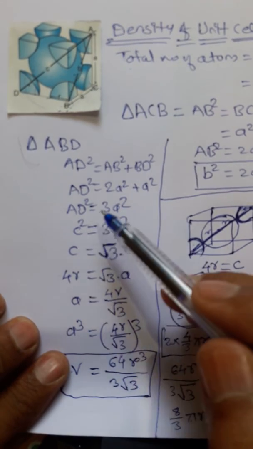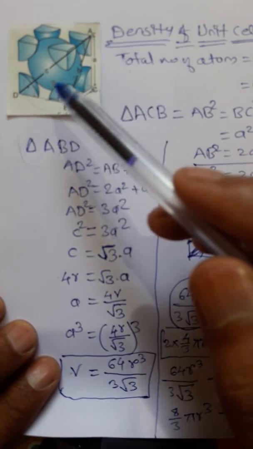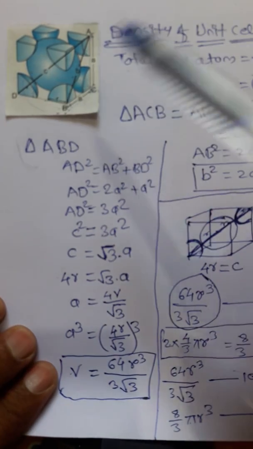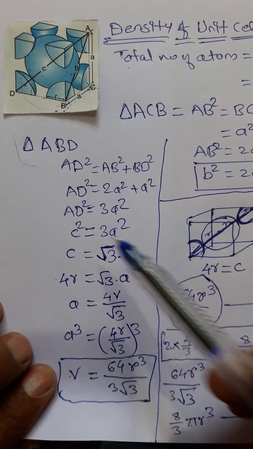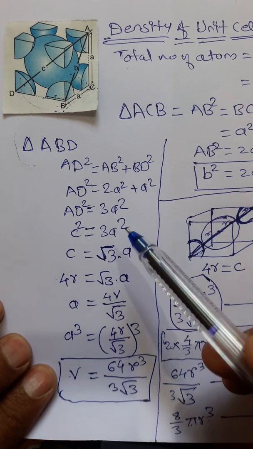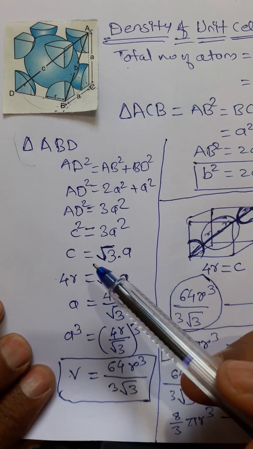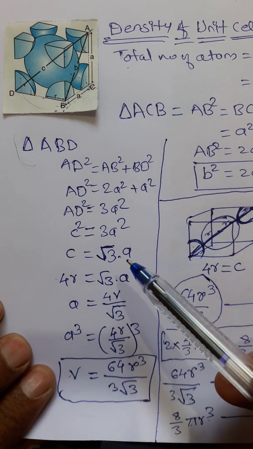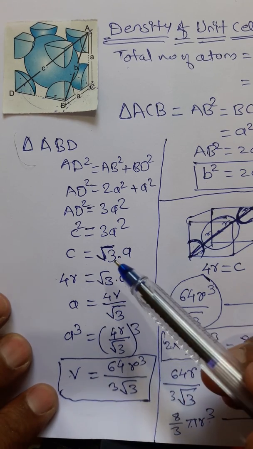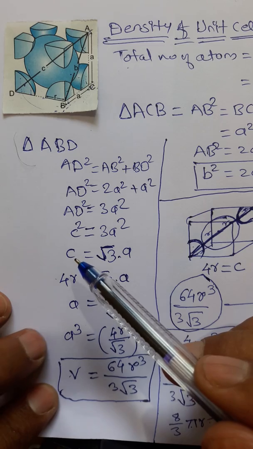Now in this equation, what is the value of this AD square? That is the C. Means simply here C square is equal to thrice A square. We can write that C is equal to under root 3 A. Simply we can consider here under root 3 A as the value of C.